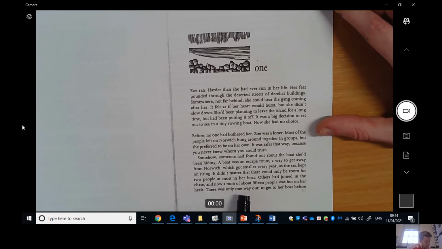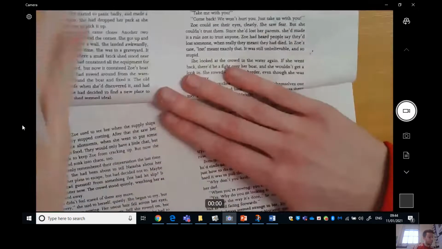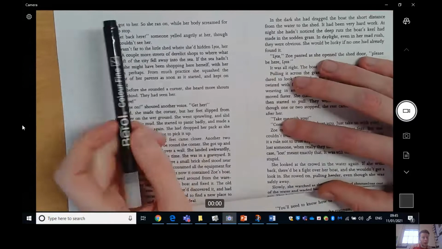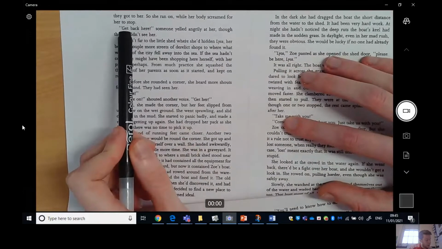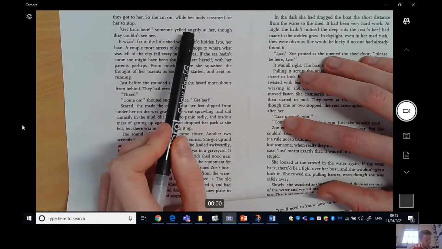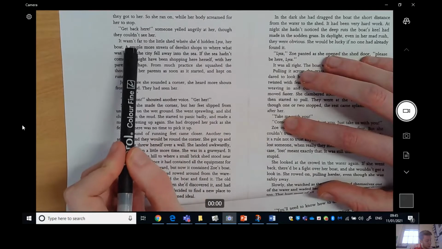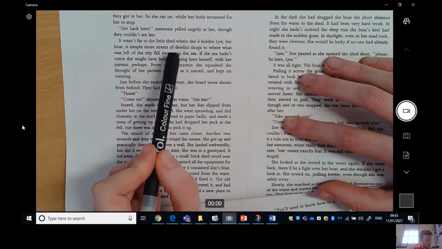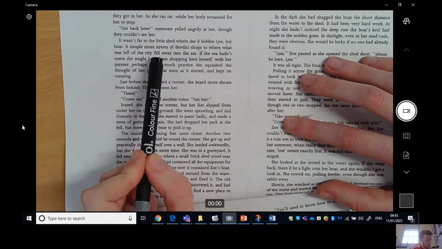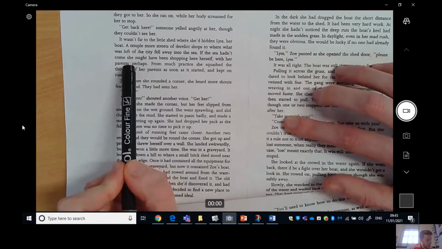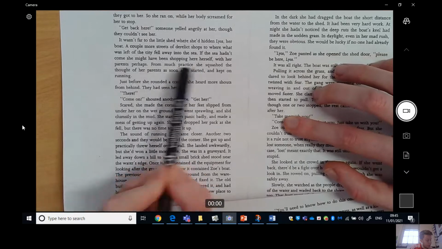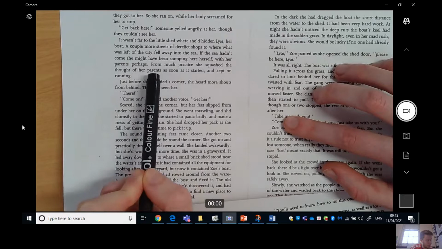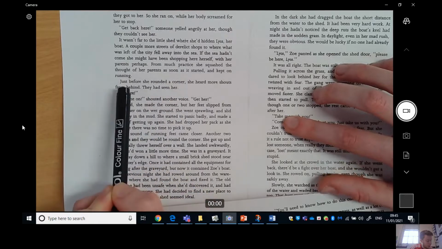There was only one way out, to get her boat before they got to her. She ran on while her body screamed for her to stop. Get back here, someone yelled angrily at her, though they couldn't see her. It wasn't far to the little shed where she'd hidden Laika, her boat. A couple more streets of derelict shops to where what was left of the city fell away into the sea. If the sea hadn't come, she might have been shopping here herself, with her parents perhaps. From much practice, she squashed the thought of her parents as soon as it started, and kept on running.